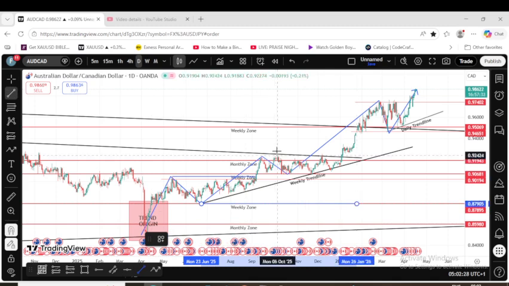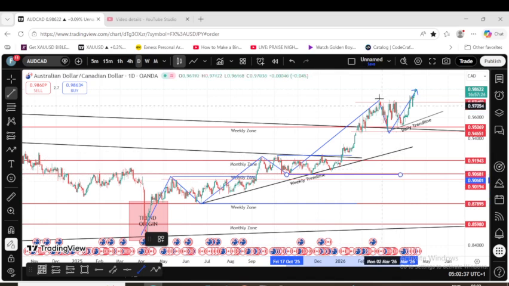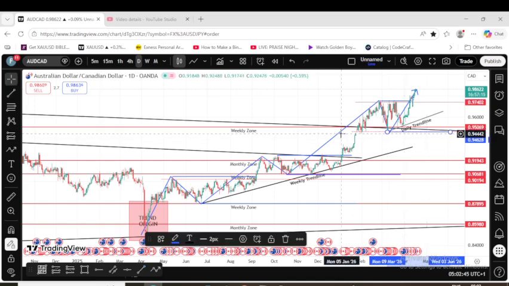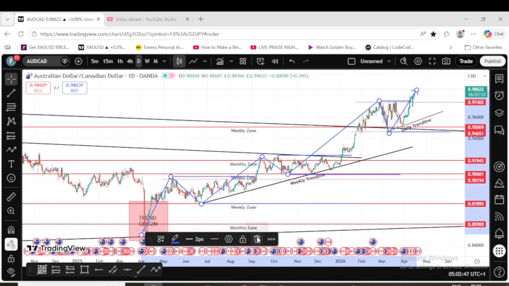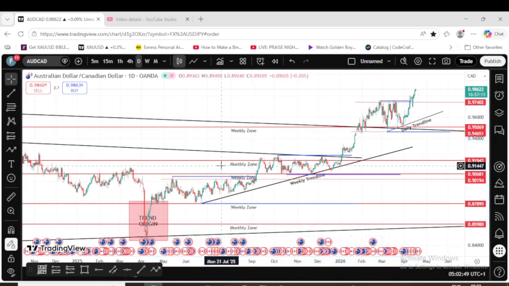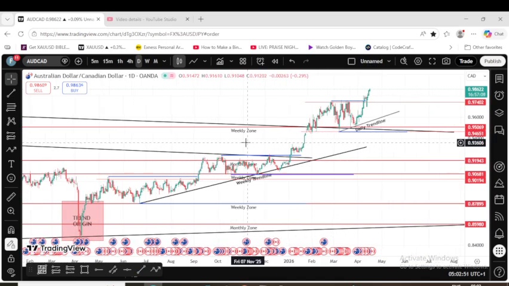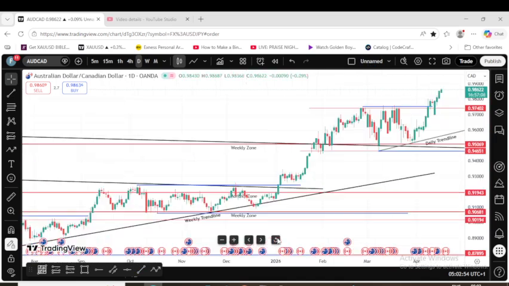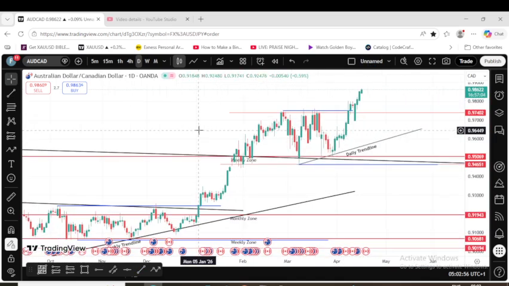So this is our higher high, followed by a higher low, and then this is our higher high again, followed by our higher low. Okay, so let's delete this. So this is now our market structure. Price is currently in the middle of an impulsive move. Price has just broken the previous higher high.